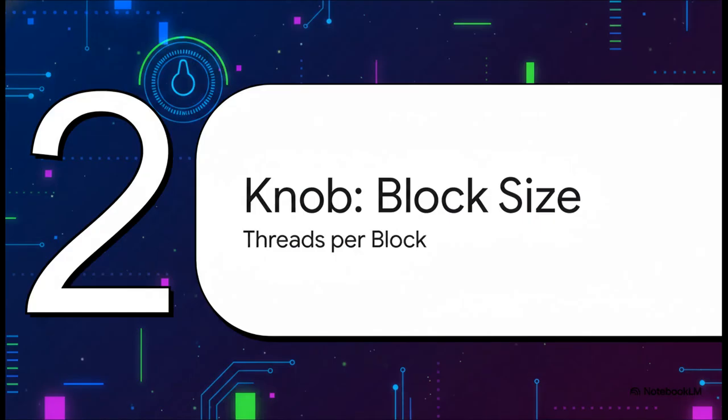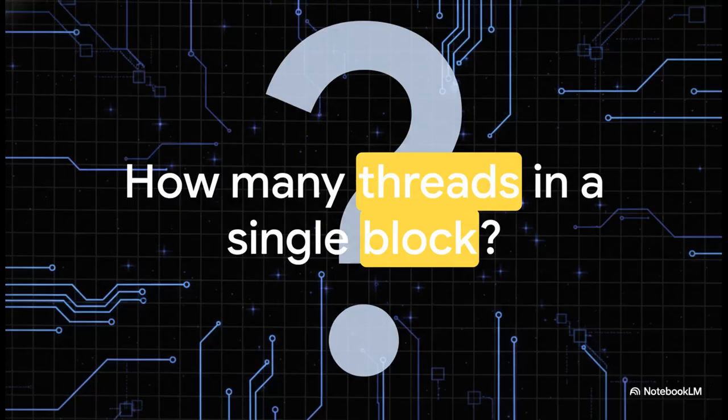Moving on to Section 2, our first major tuning dial, block size. This is probably the most common question you'll hit right out of the gate. When you configure a kernel launch, how many threads should you actually pack into each block for maximum speed? 64? 256? 1,000? Your choice here indirectly dictates how many warps each SM is going to have to juggle.